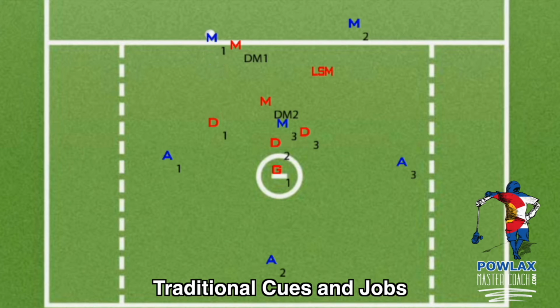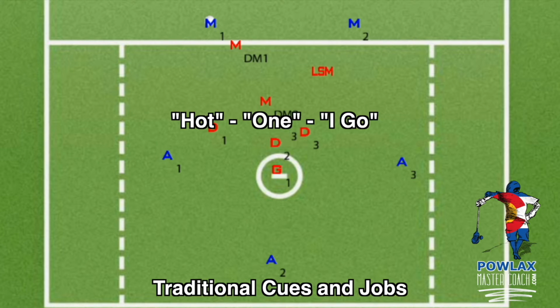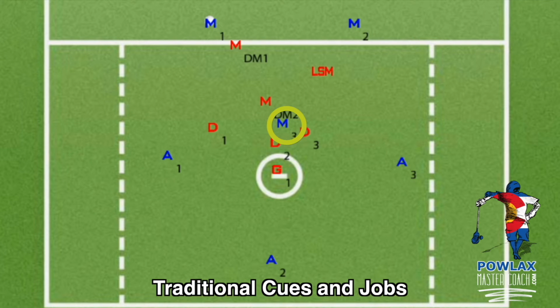The left defensive player is responsible for the offensive player to the left of the on-ball defenseman, in this case A1, as well as the ball carrier if he dodges to the lane to the left of the on-ball defenseman. DM2 is our crease defenseman, and this player has a bunch of different calls depending on the terminology of the program. The most popular calls are hot, one, and IGO. The crease player is responsible for defending the player on the crease as well as the ball carrier if he dodges to the crease area behind the on-ball defender.